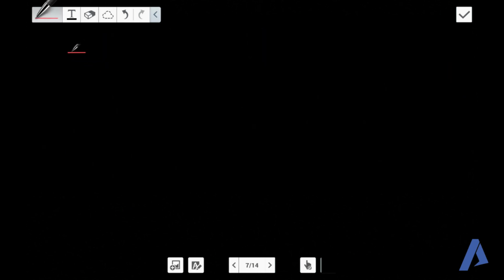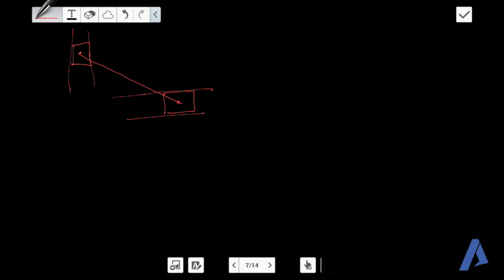So let's do the free body diagram. The free body diagram: we have a weight here, a mass here, and exactly the geometry doesn't matter. A force is applied in this direction.